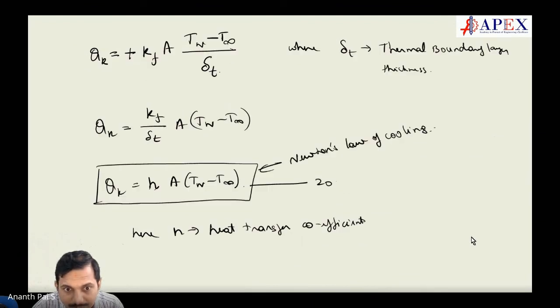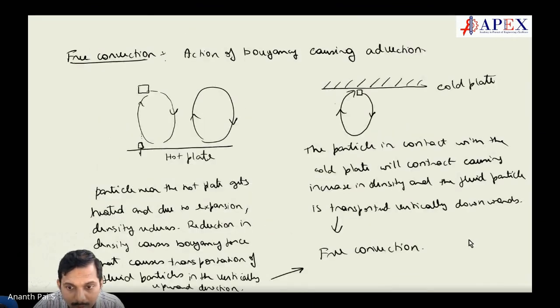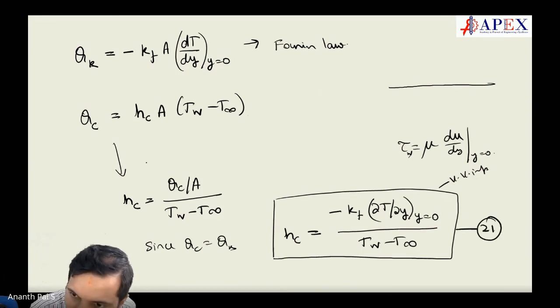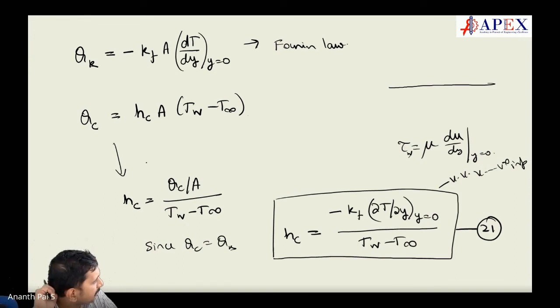So what is the number here? 21? 20 is over? 21? Equation 21 is very, very, very important, very much important, because in most of the questions we are using this only. You will find at least 60 to 70% of the questions are like this.